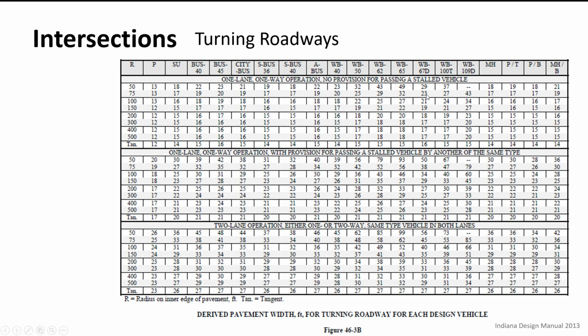Instead of 20, what did I say before? If we had a 100-foot radius, it was 21 feet. If we have a 100-foot radius, you need 34 if you're going to be able to get around them. Why would we take that into account? Why would we care about being able to pass a stalled vehicle on the ramp?